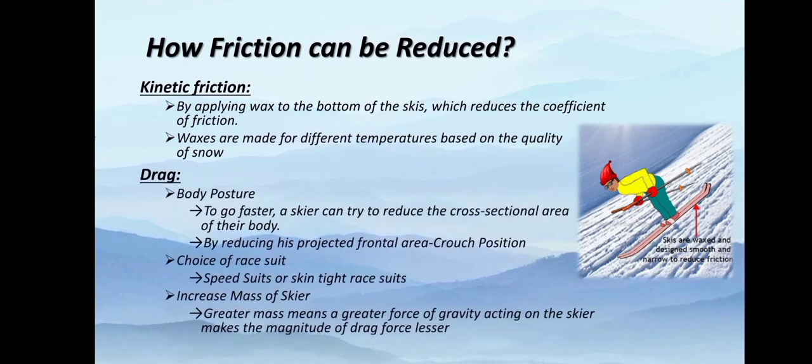Drag can be reduced by different body postures. For example, to go faster, a skier can try to reduce the cross-sectional area of their body or by reducing his projected frontal area. Choosing race suits for skiing may reduce the drag. Also, increasing the mass of skier results in less drag force. Greater mass means greater force of gravity acting on a skier, which makes the magnitude of drag force lesser.